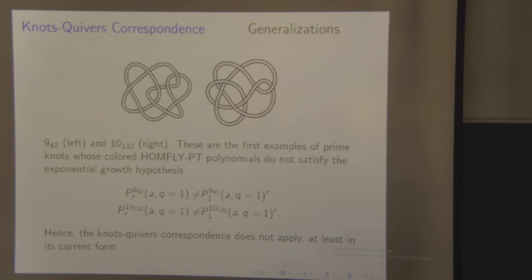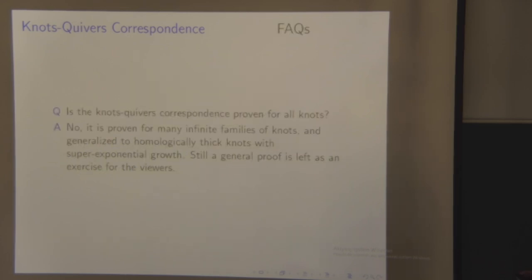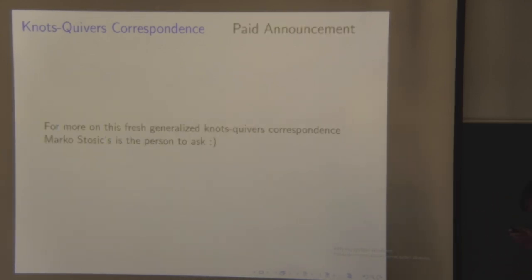And if you want to obtain a symmetric quiver representation, it's much more involved. Well, we can just say that there is a generalization to include these cases. So, in other words, we have proofs of the knots-quivers correspondence for various infinite families of knots, but there's not a general proof that tells you for any knot you will be able to find a symmetric quiver. But if you want to find out more about the generalization of the knots-quivers correspondence, you should go to Marcos Stosic's group, who is also giving a talk this Friday.